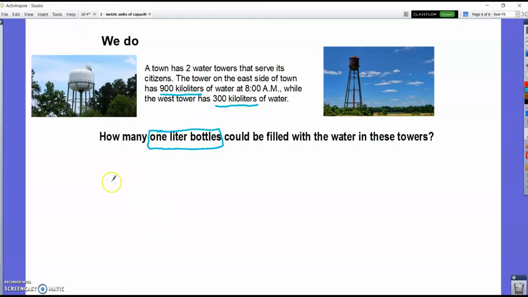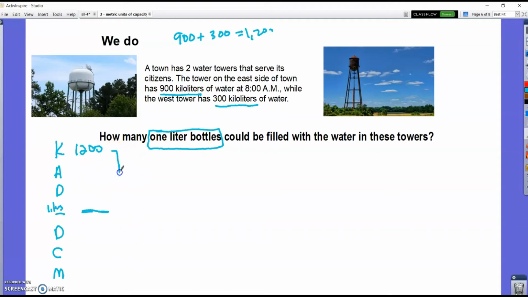is the question. So as you know, King Henry died, base, drinking chocolate milk. We're starting with kiloliters, right? There's 900 in one tower plus 300 in the other tower. So we're starting with 1,200 kiloliters. So that is here, okay. And we're looking for liters, which are the base. How many 1-liter bottles? How many liters? So we start there and work our way down.